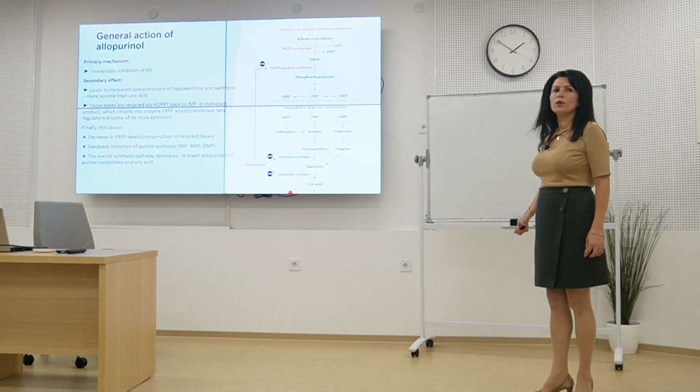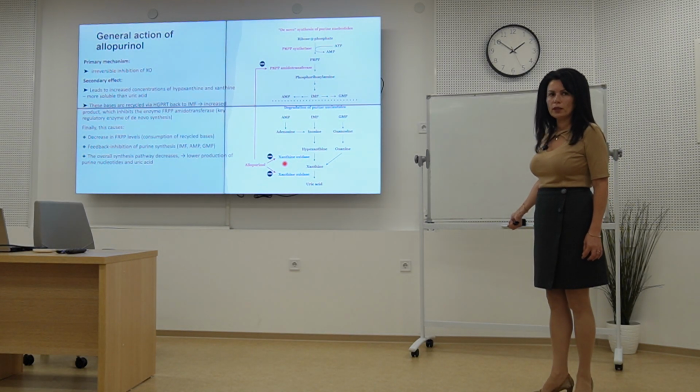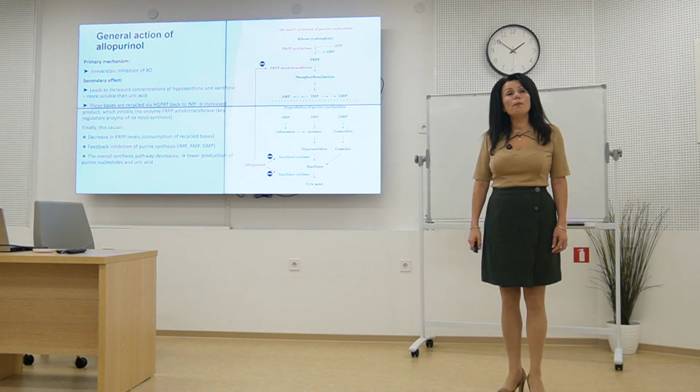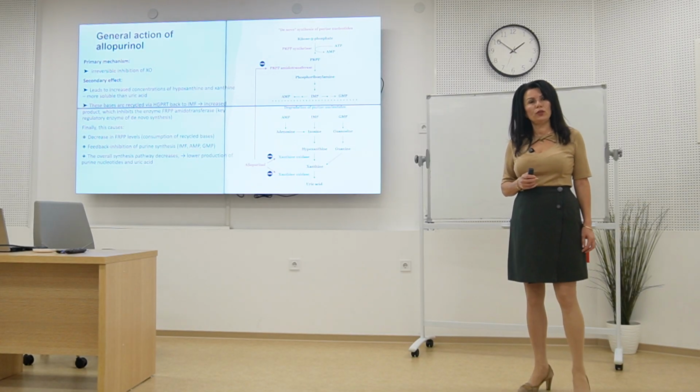Allopurinol acts by two mechanisms. Mechanism number one, competitive inhibition of xanthine oxidase. Mechanism number two, inhibition of the main regulatory enzyme in the de novo synthesis of purine nucleotides.